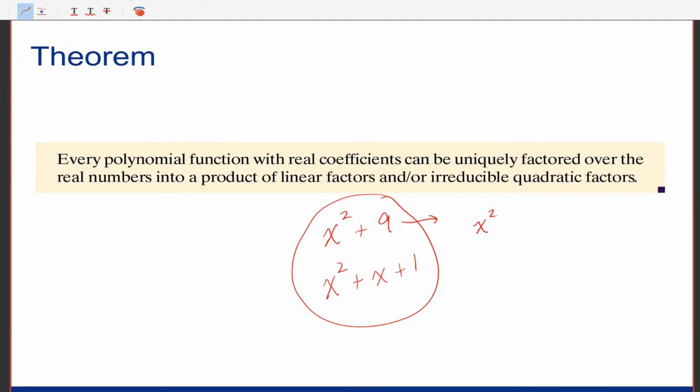If we had to factor x squared plus 9 in the complex number system, that's x plus 3i and x minus 3i. And so that is an irreducible quadratic because it does not factor over the real numbers. You have to have non-real complex numbers in there in order to factor it. And so this theorem is basically saying when you have a polynomial with real coefficients, you're either going to have linear factors like x minus 5, or you're going to have irreducible quadratics like x squared plus 9 or x squared plus x plus 1.